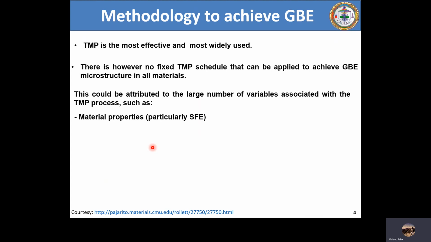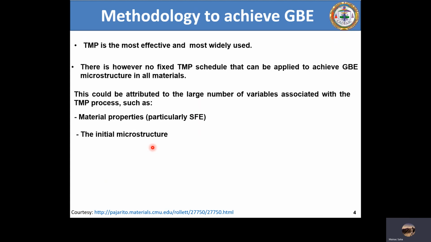If we are looking at FCC materials with low stacking fault energy, and FCC materials with high stacking fault energy like aluminum, grain boundary engineering is very hard to employ in such high stacking fault energy materials. Secondly, it's the same reason, where we will have very high stacking fault energy in the case of BCC materials. Grain boundary engineering is very hard to employ there.